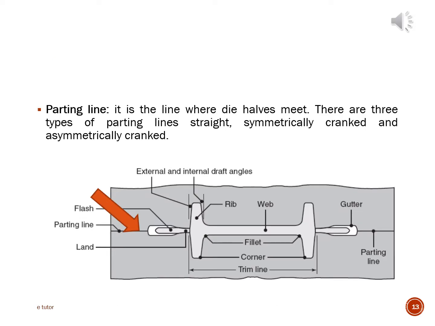Next parameter is the parting line. The parting line is shown by the arrow. It is the line where the die halves meet. There are three types of parting line: straight, symmetrically cranked and asymmetrically cranked.